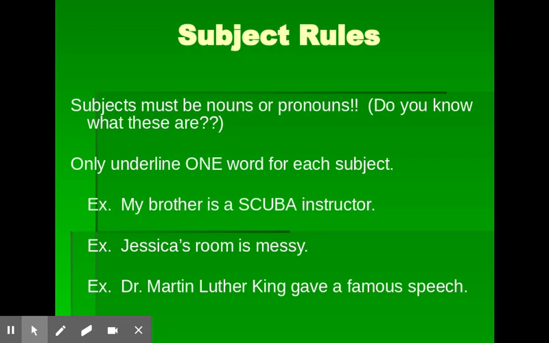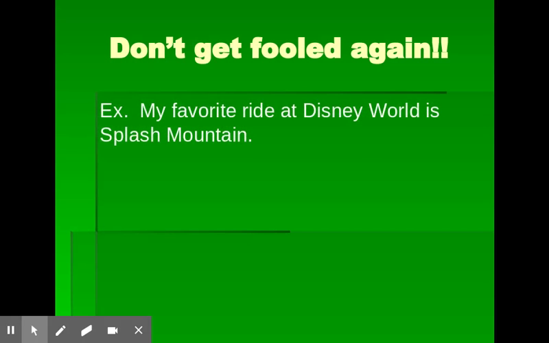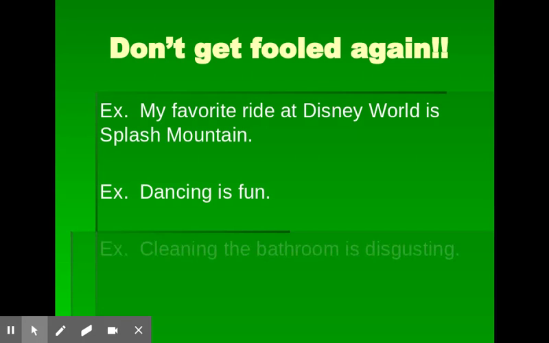All right. On our last slide here, don't get fooled again. Okay, so let's circle all the way back around to the beginning. Okay, these are a little bit trickier. First example, my favorite ride at Disney World is Splash Mountain. Example number 2, dancing is fun. Example number 3, cleaning the bathroom is disgusting.